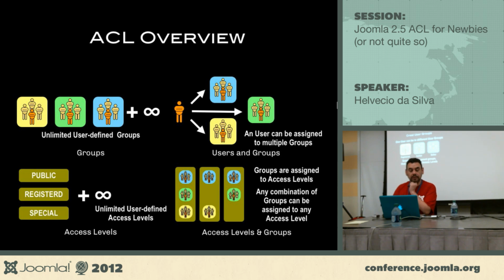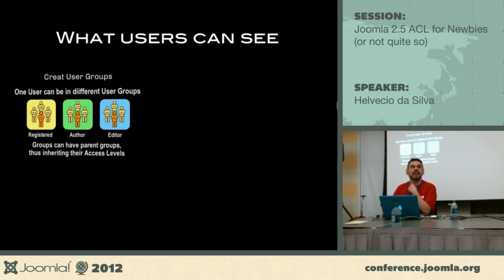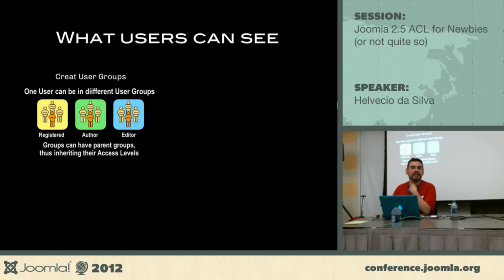First we create user groups, and one user can be in more than one user group. And user groups can have parent groups. So that means if a parent group is allowed to do something or denied to see something, their child group will inherit that action. Okay, we'll look at that later.